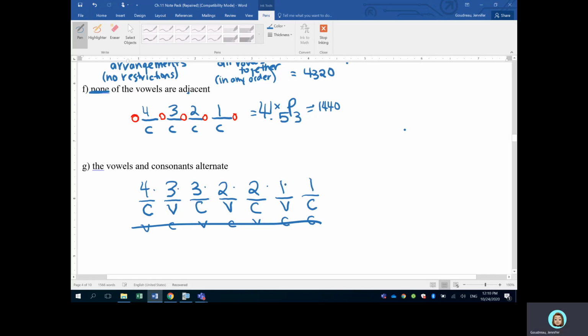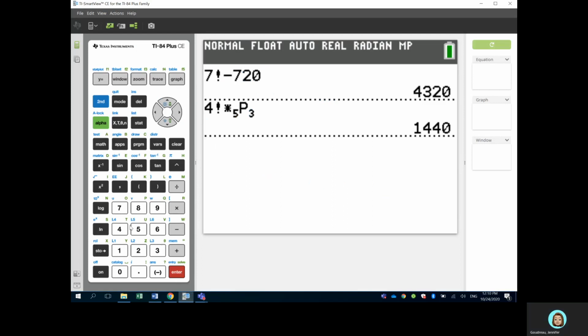Fundamental counting principle says to multiply those together. And even though this is in kind of a different order, we could actually write this as 4 factorial, 4, 3, 2, 1, which represents your consonants, times 3 factorial, 3 times 2 times 1, which represents your vowels. So 4 factorial times 3 factorial, we can go to our calculator and do that.